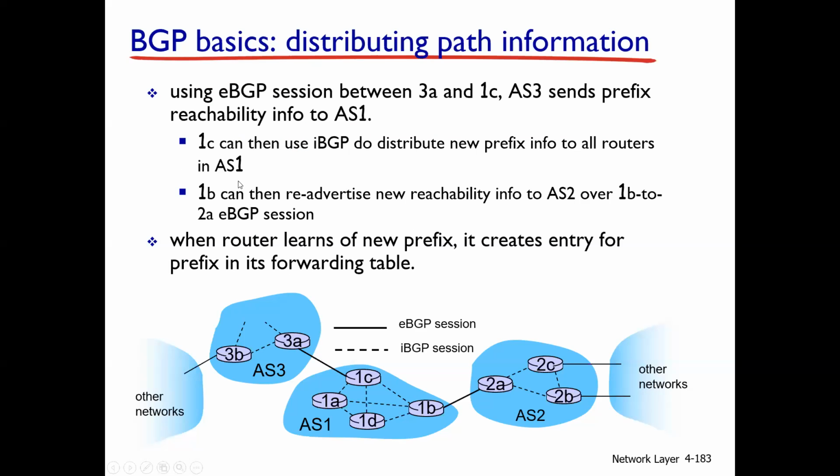Okay. So using external BGP, you are running a session, for example, between 3A and 1C. So AS3 sends prefix reachability information to AS1. So 1C can then use that information: okay, I can get to these destinations. It sends out that reachability information to all of the interior routers within AS1 through internal BGP, IBGP. See?